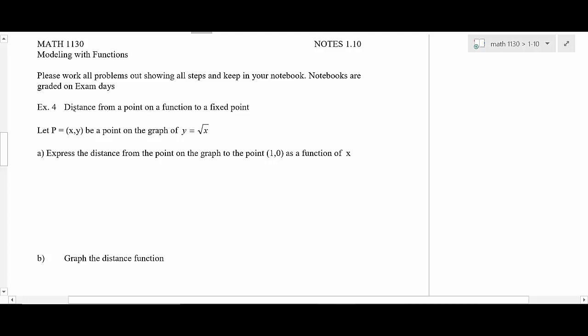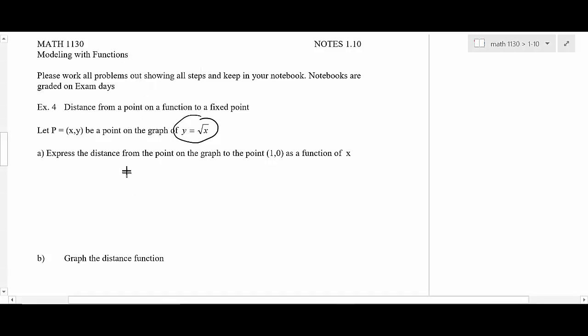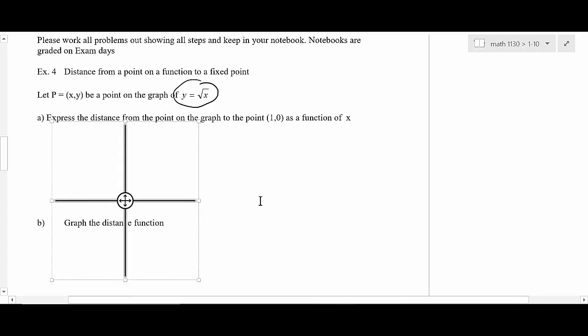What this one says is the distance from a point on a function to a fixed point. And what we're going to do is start off by doing the graph of y equals square root of x, okay? So let's sketch out a graph. You don't really need that bottom part of the y-axis. You can actually just write it like this if you want to. Just make your graph look like that.